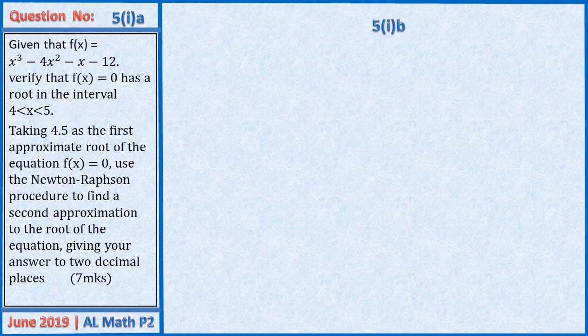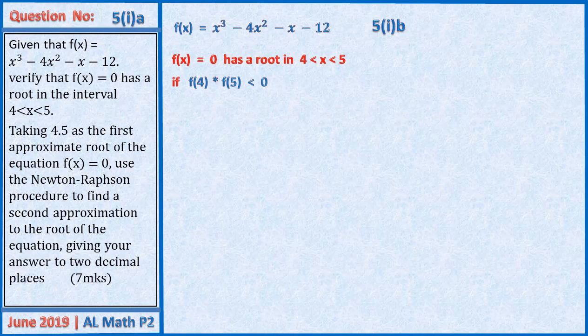That brings us to question 5. We are given the function x cubed minus 4x squared minus x minus 12, to verify that f of x equals 0 has a root in the interval 4 and 5. Alright, so here we have f of x equal to that. f of x will have a root in this interval if f of 4 times f of 5 is less than 0. This less than 0 indicates that it has crossed the line.